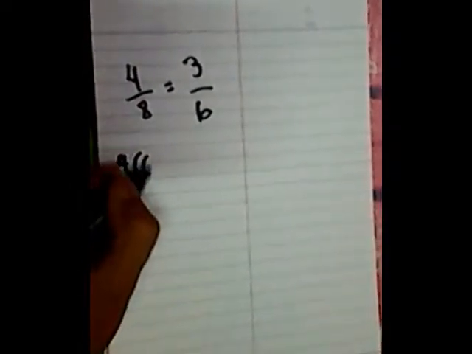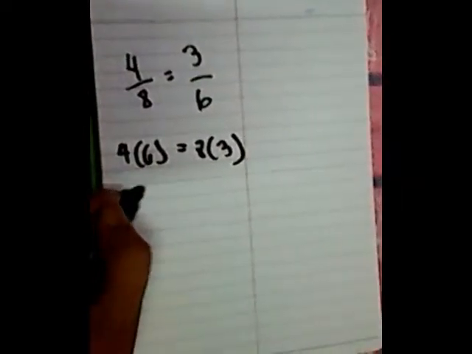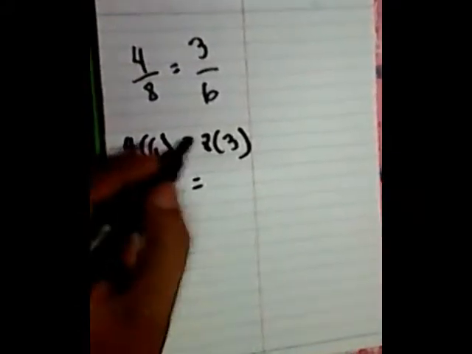For example, 4/8 is equal to 3/6. 4 times 6 is equal to 8 times 3. 4 times 6 equals 24, and 8 times 3 is equal to 24. Therefore, 4 is to 8 is equal to 3 is to 6.